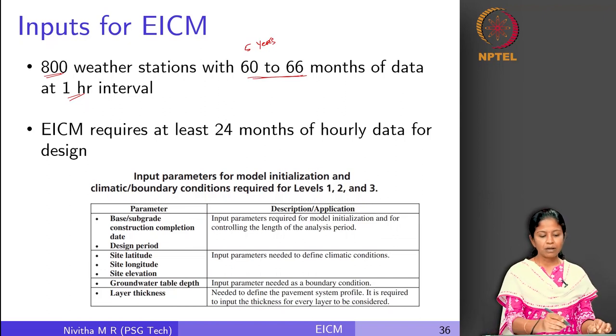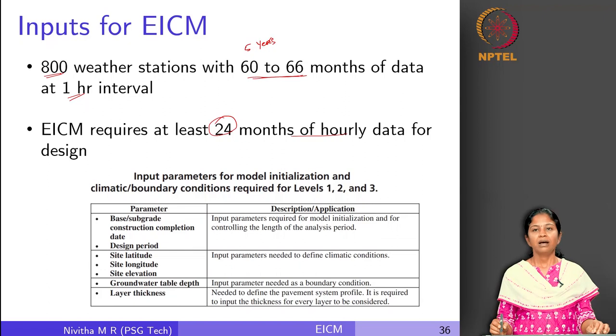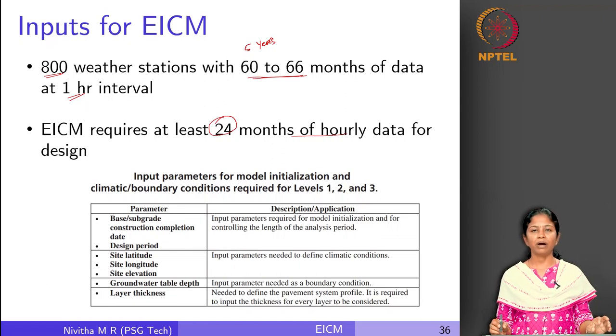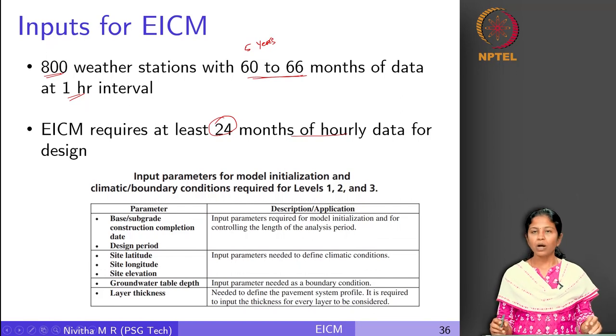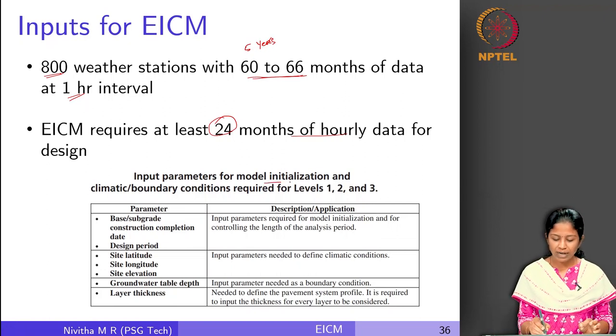Then for implementation of EICM, we need at least 24 months of hourly data. So this is a minimum requirement to use this EICM model. Right, now let us see what the input parameters required are, in detail, for each of the different functions. These are the input parameters for model initialization and climate or boundary condition.